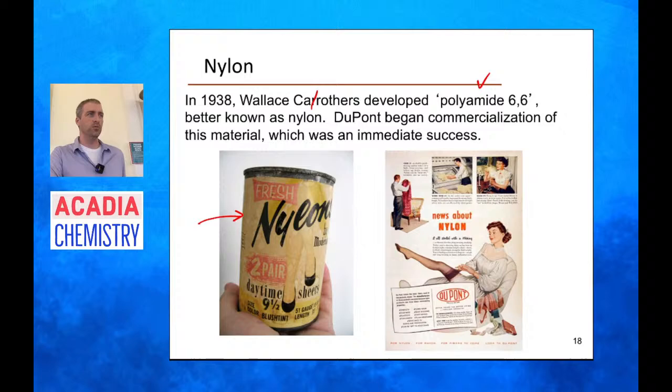The story with Wallace Carothers, though, even though he was about as successful as you could expect to be as a chemist working in industry, and he created one of the most popular and useful products that we know of, Wallace Carothers ended up taking his own life. He ended up committing suicide, never overcoming his mental health struggles.